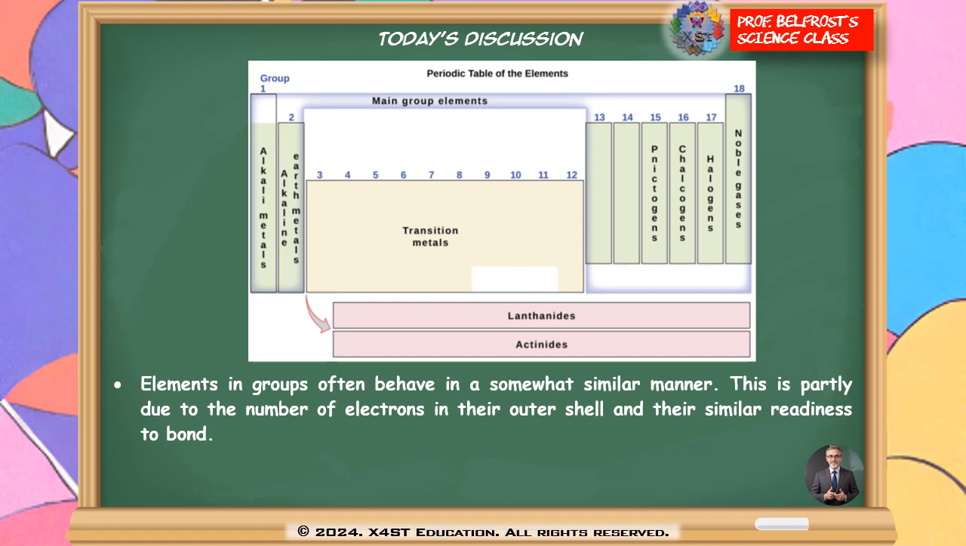Ta-da! Okay. So elements in groups often behave in a somewhat similar manner. This is partly due to the number of electrons in the outer shell and the similar readiness to bond.